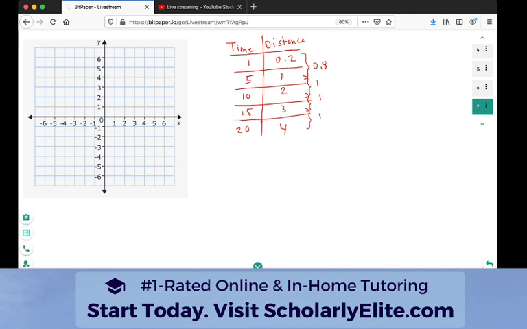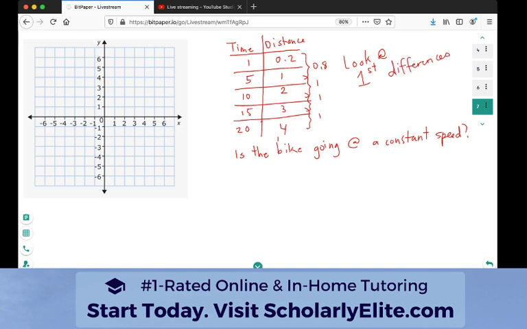So the question is, this is a bike, by the way, is the bike going at a constant speed? This is a really, really important question type that you're going to see over and over again, okay? So is the bike going at a constant speed? Well, let's take a look at our first differences. If the first differences are equal, then that means it is constant. If they are not equal, which they are not in this case, then this is not constant, okay?